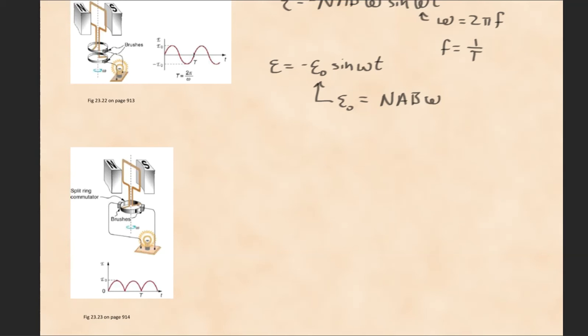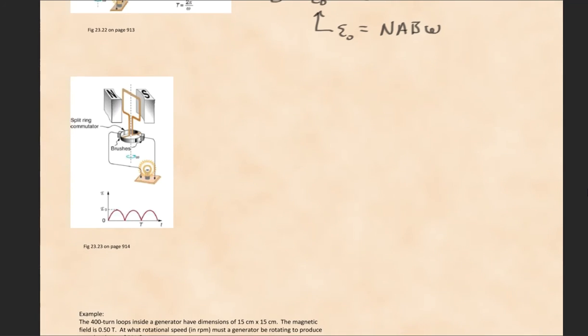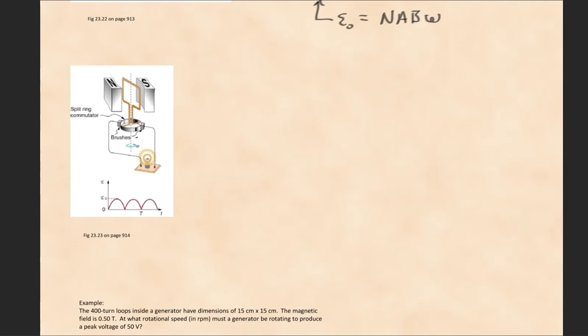There's another figure or diagram in your book which shows how you can get current to flow in only one direction by the use of brushes and half rings. So now the current is always flowing in one direction. It still varies with time, but it's always flowing in the same direction in this circuit.